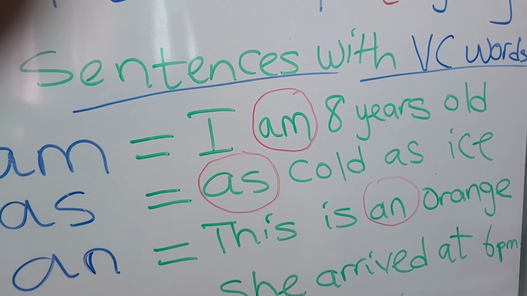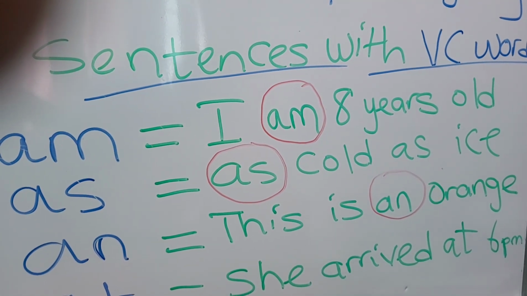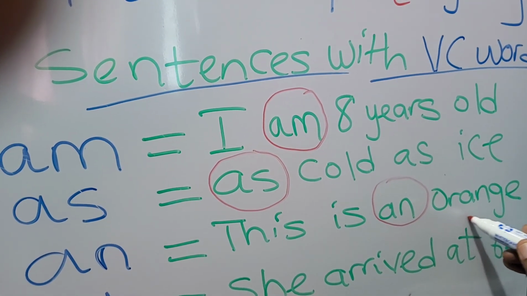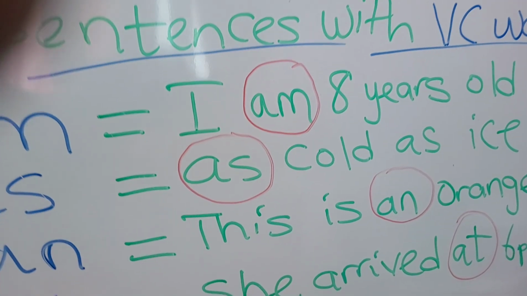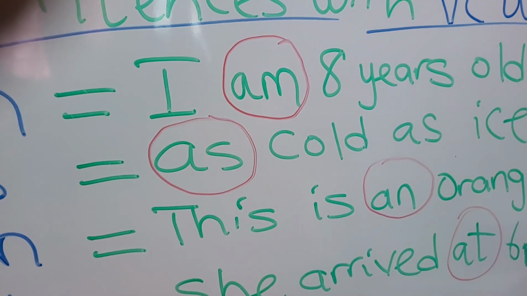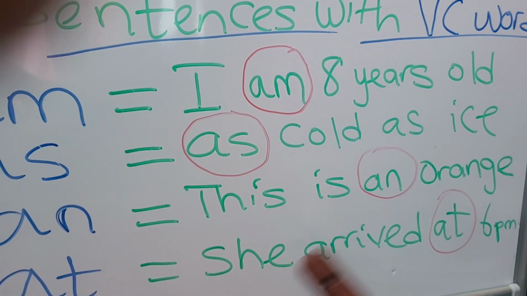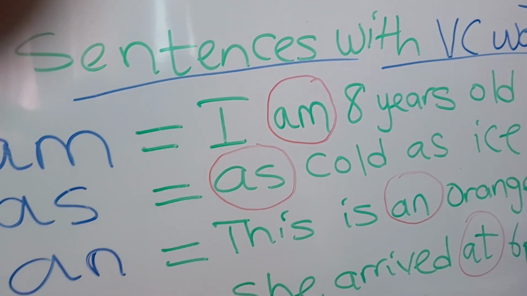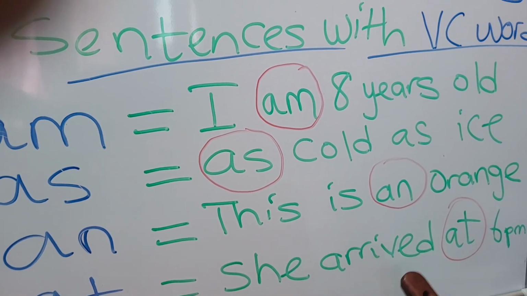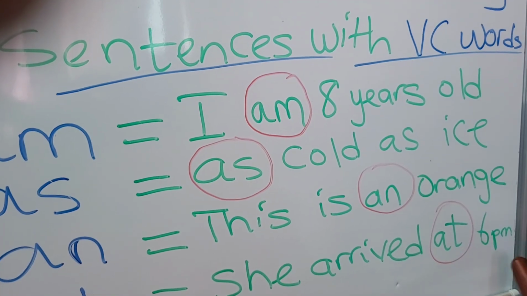Now, let's circle our VC word. Now, our VC word is at. Again, at. So, our VC word is at. So, let's read the sentence again. She arrived at 6 p.m. Again, she arrived at 6 p.m.